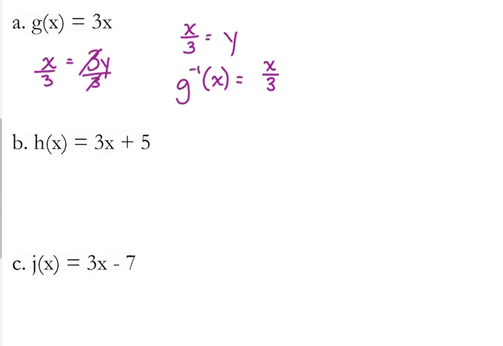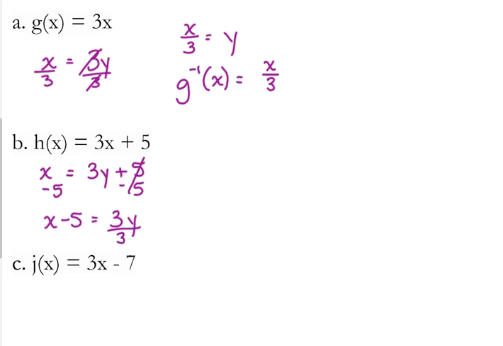Okay, let's look at one that's got a little bit more. h of x is equal to 3x plus 5. Same thing. We replace the h of x with just x. We replace the x with y. And we're solving for y. So we're going to start by subtracting 5 from both sides, because that's one step to get y by itself. So we have x minus 5 is equal to 3y.